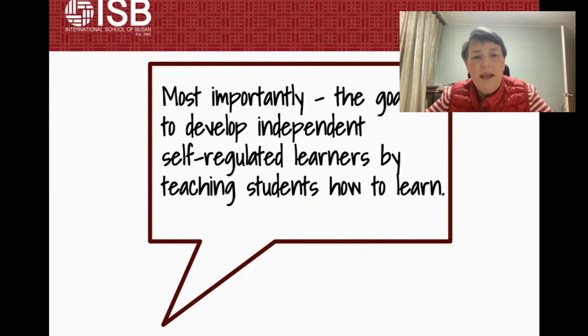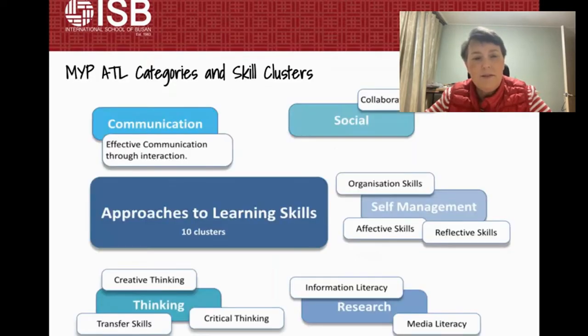In the MYP, the ATL categories and skill clusters include communication, which not only is reading, writing, and speaking, but also the use of visual language. Social skills, the ability to work together, to collaborate, to negotiate ideas, to take leadership, to work out problems. Self-management skills are always really important in the middle years. We have organization skills, such as keeping an organized set of files or notes.